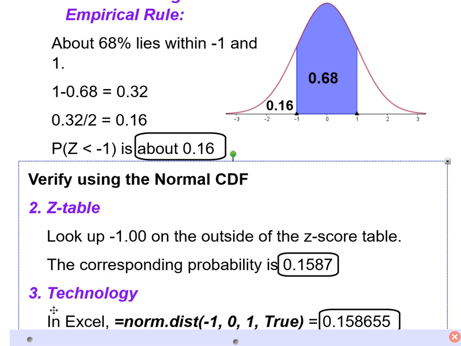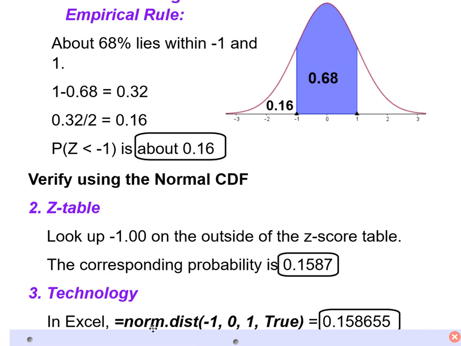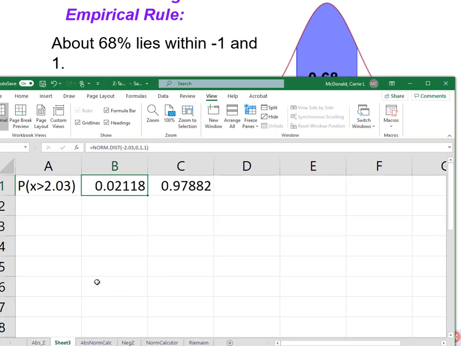Sounds good. Now, let's also use technology. We're going to use Excel to do this. We'll do norm.dist, then we'll put in the -1. Well, let's actually do it. How about that?